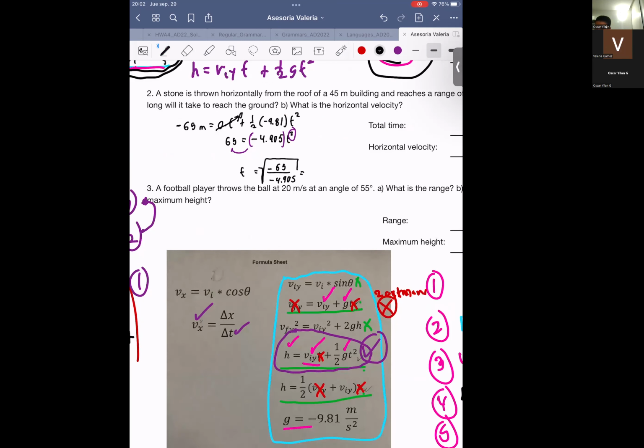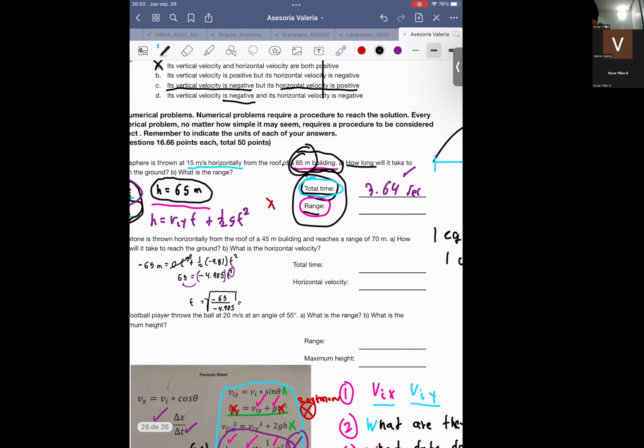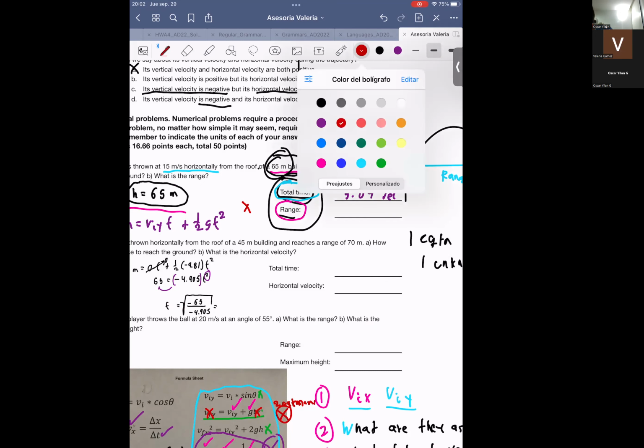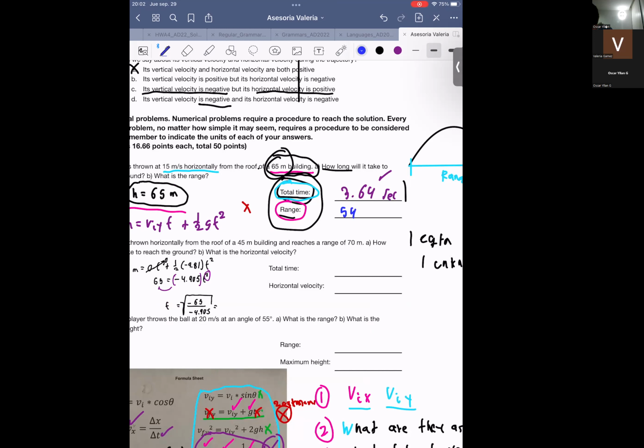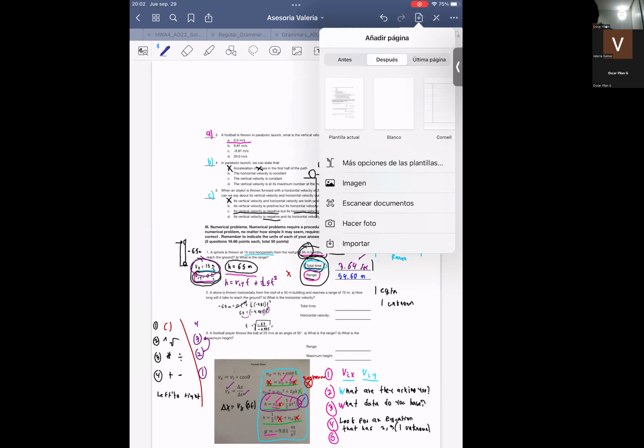Despejar, right? And we are going to get that dx is vx multiplied by delta time. So basically we are just going to multiply 15 times the time that we just got, 3.64. What do you get if you do that? 54.6. Okay, perfect. And it's in meters, right? Yes, exactly. It is in meters because we are talking about distance, we are talking about range. Okay, perfect.